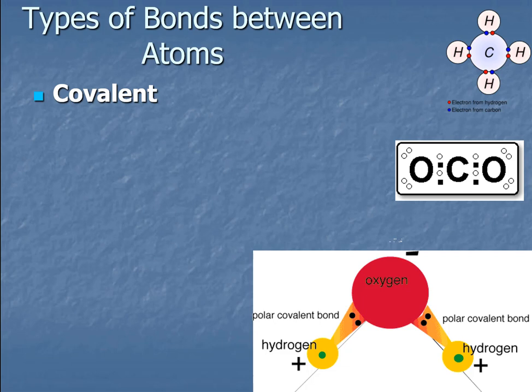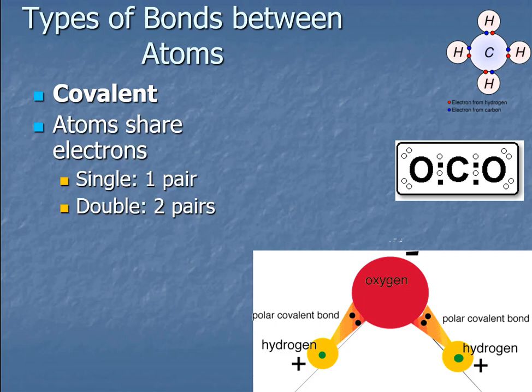Other bonds, there's covalent. Covalent, the key thing is sharing of electrons. So the atoms share electrons. It could be single pair or double pair. So our single bond would be one pair of electrons are shared, double bond would be two pairs of electrons are shared. And a few examples up here. So this methane molecule, so you have carbon and it has 4 hydrogens, and you can see that the carbon and each hydrogen are sharing one pair of electrons.